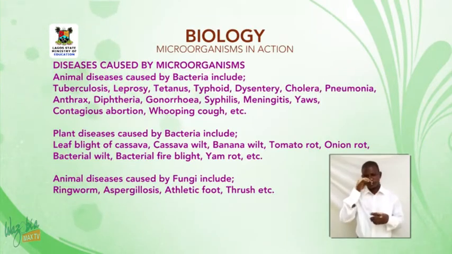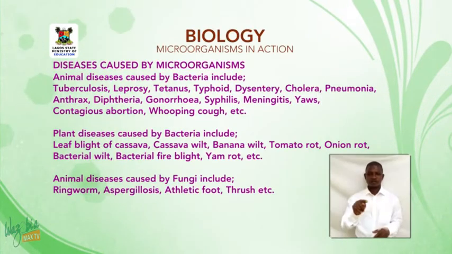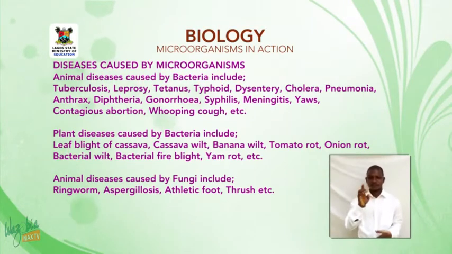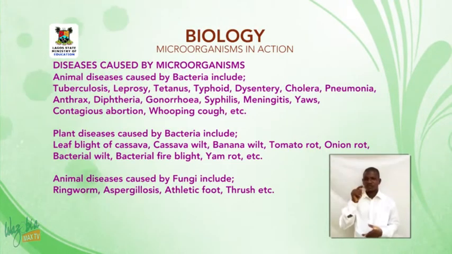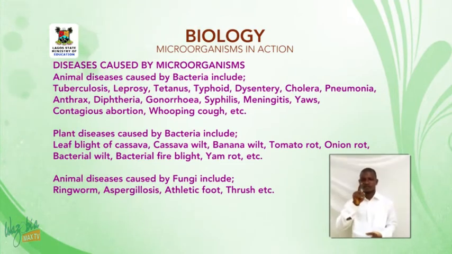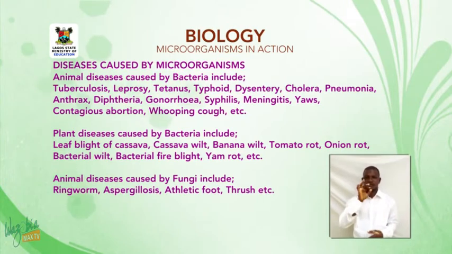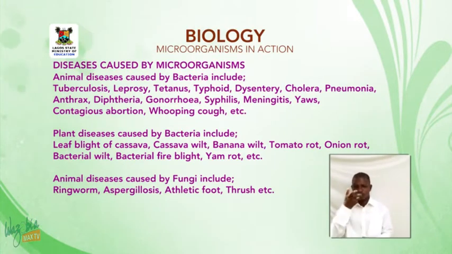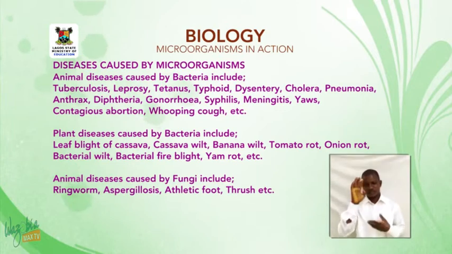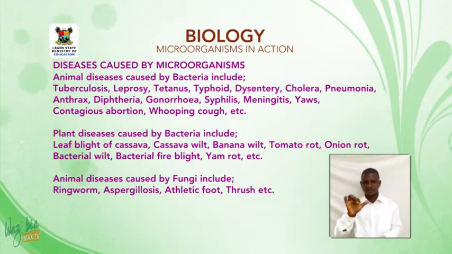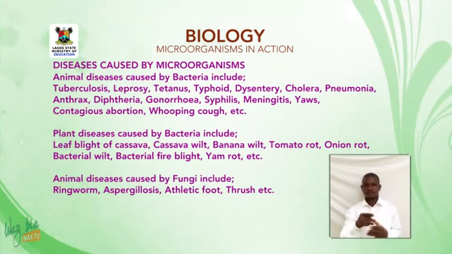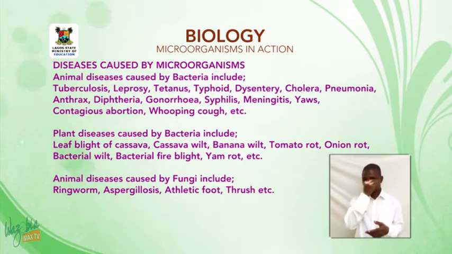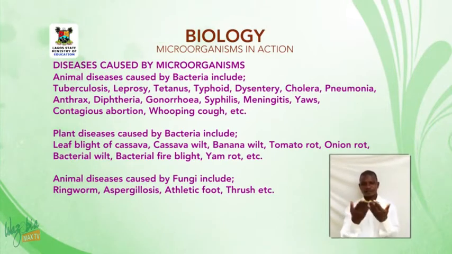Animal diseases caused by bacteria include tuberculosis, leprosy, tetanus, typhoid, dysentery, cholera, pneumonia, anthrax, diphtheria, gonorrhea, syphilis, meningitis, contagious abortion, whooping cough, etc. Plant diseases caused by bacteria include leaf blight of cassava, cassava wilt, banana wilt, tomato rot, onion rot, bacterial wilt, bacterial fire blight, yam rot, etc.